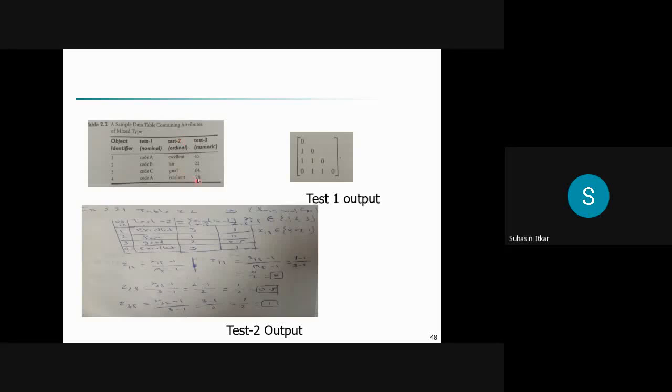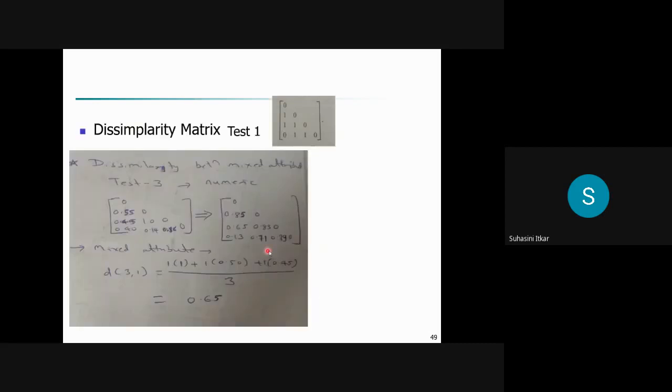It's the ordinal attribute. So for the ordinal attribute, for object 3 and 1, we are comparing object 3 and 1. In that way, if we go with the comparison, the answer is 0.5. So we have considered the answer as 0.5, and we multiplied it by 1.